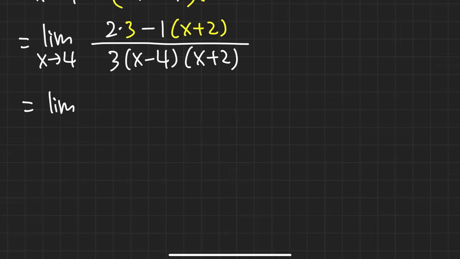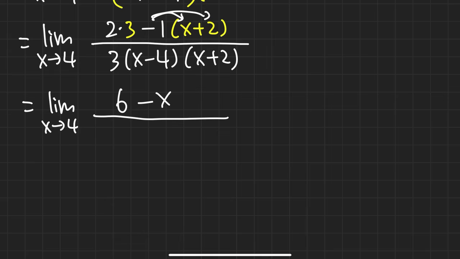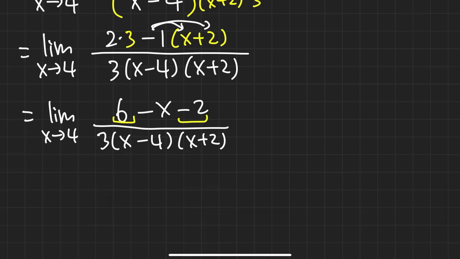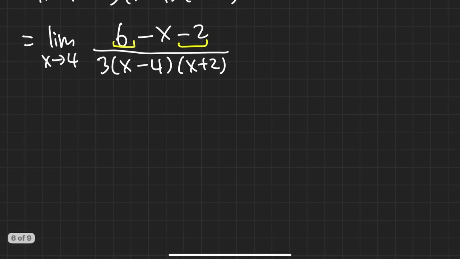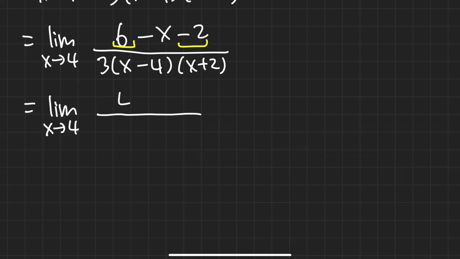Now, let's focus on this. Here we have the limit as x approaching 4. 2 times 3 is 6. And then distribute the negative. So that's negative x minus 2. For the bottom, just keep it. And for the top now, we can just do 6 minus 2, which is 4. So we have the limit as x approaching 4. And you should be writing down the limit as x approaching whatever number every single step, all right? Okay, 4 minus x over the denominator.